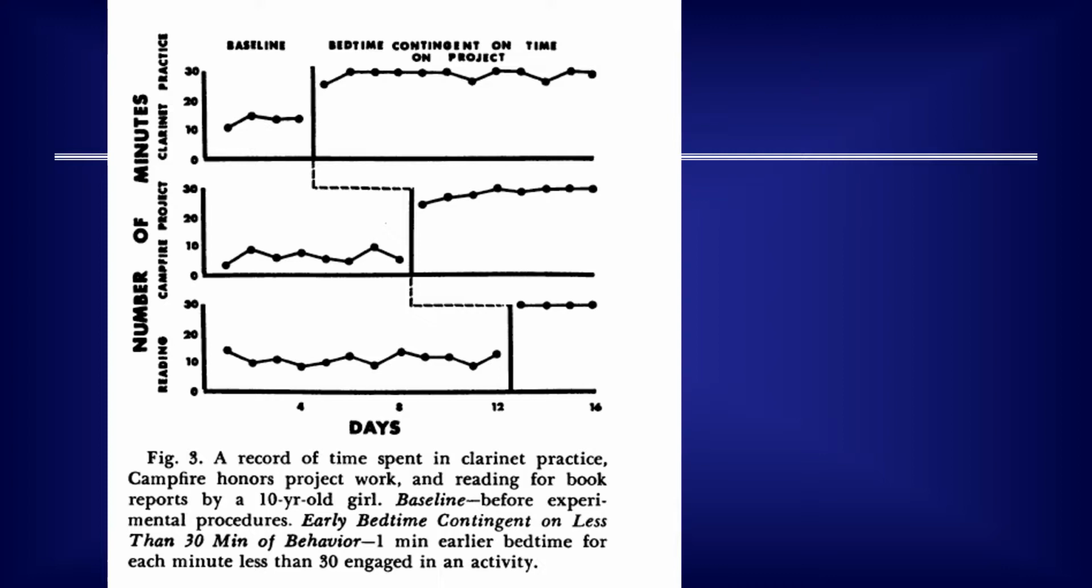Here's an example of a multiple baseline design across behaviors. This design operates the same as a multiple baseline design across participants, but we're targeting 3 different behaviors, reading, a campfire project, and clarinet practice, instead of the same behavior of 3 different participants. Note that the behaviors should be similar in some way.